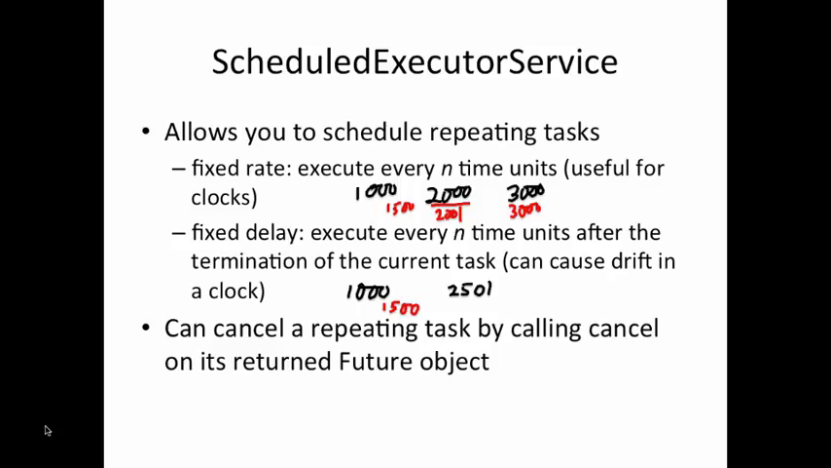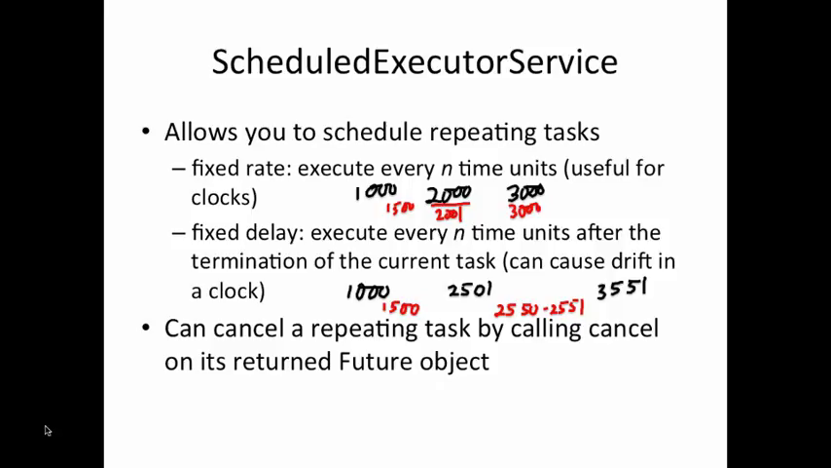started at, say, 2550 and finished at 2551, then the next task would be scheduled at 3551. So it's always n time units after the termination of the current task, which could cause the clock to drift.